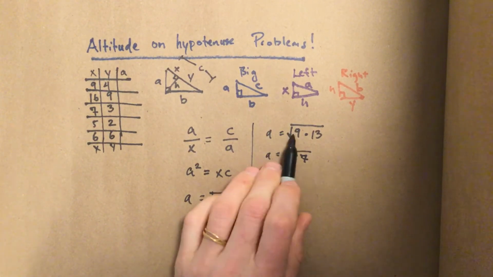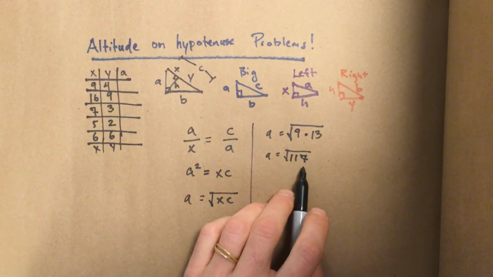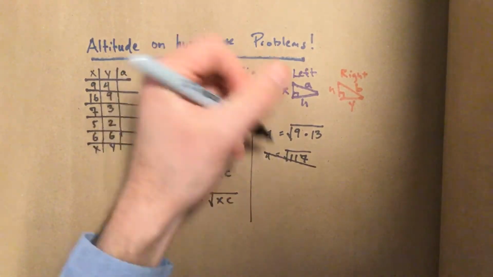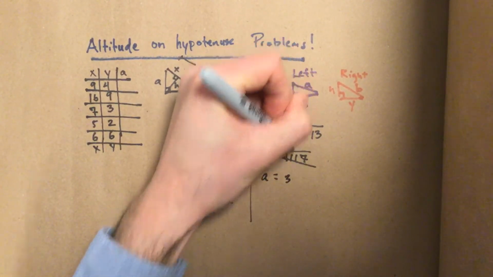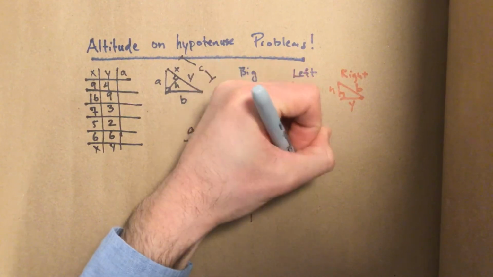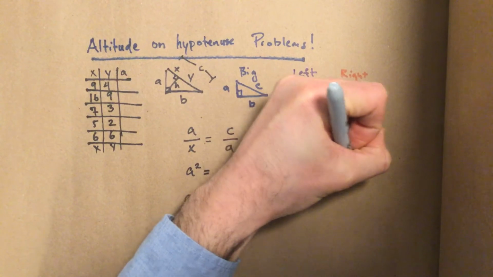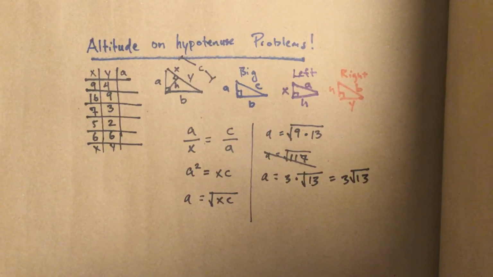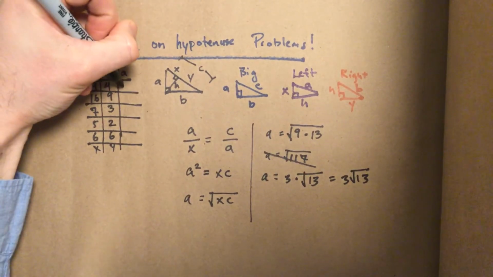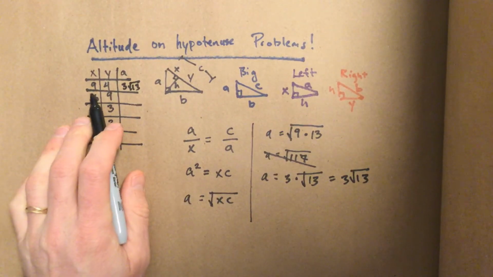Oh yeah, well, I didn't really even need to do that because I know that 9 is a perfect square. So you could just pull out the 9 there, or you could just say a is equal to 3, that root 9 becomes a 3, times root 13, or 3 root 13. So a now is 3 root 13 if x is 9 and y is 4.